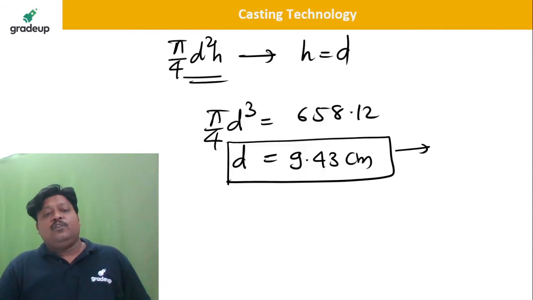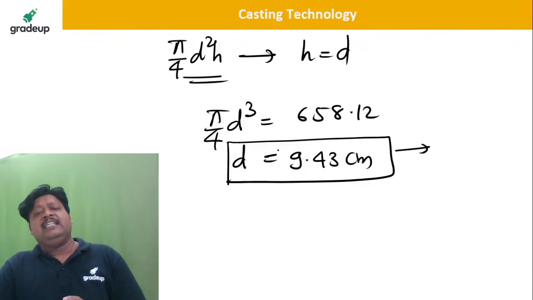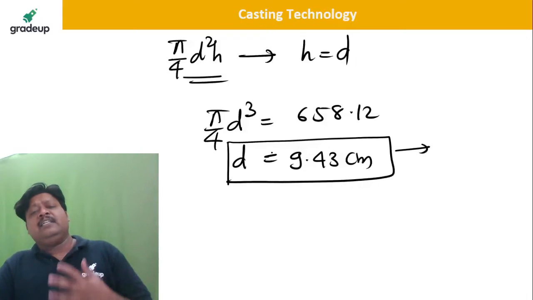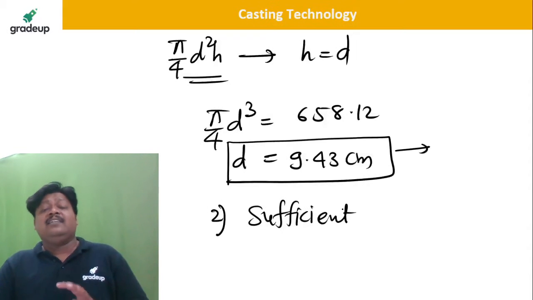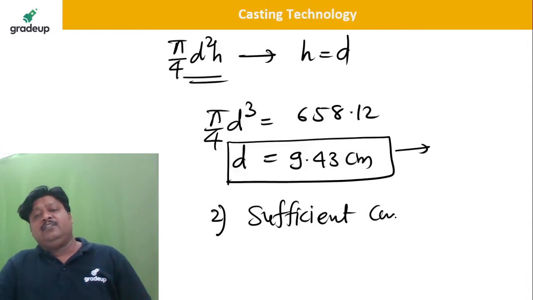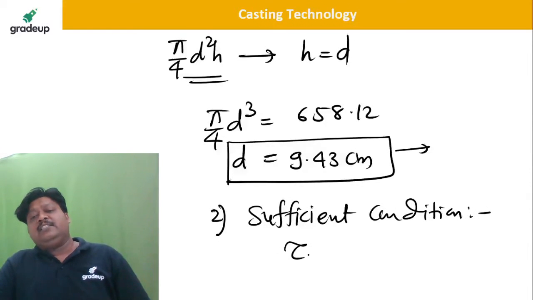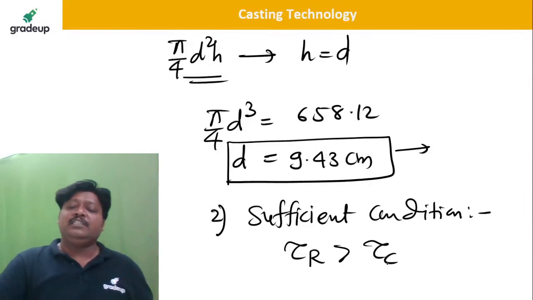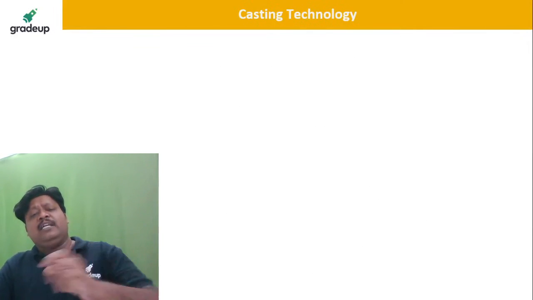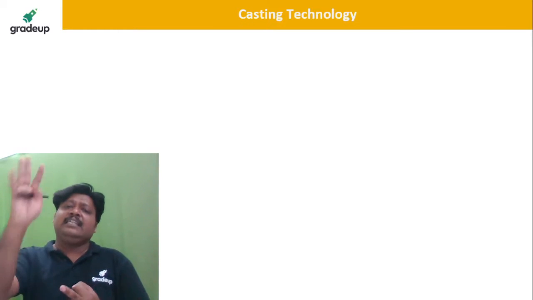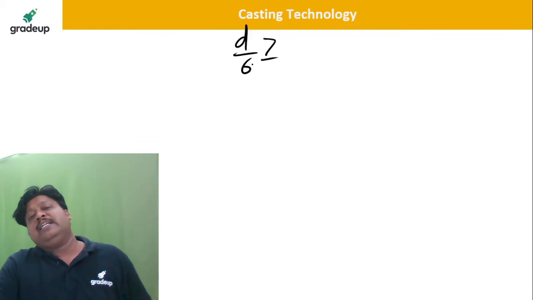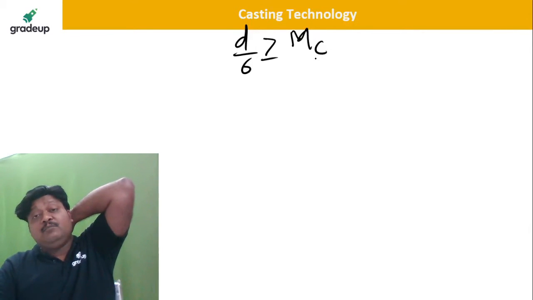Okay. Now, dear students, when we calculate the diameter from the necessary condition, it is our prime duty to check whether the calculated diameter is going to satisfy the next condition, that is the sufficient condition. What is the sufficient condition? The riser should solidify after the casting. So tau for riser should be greater than tau for casting. What is tau for riser? When we calculate the modulus of the riser, it is very famous. For spherical it is d by 6, for side cylindrical it is d by 6, for top cylindrical it is d by 6. So d by 6 should be greater than or equal to the volume of casting divided by surface area of casting, that is nothing but MC.